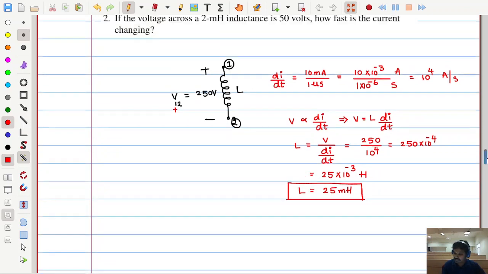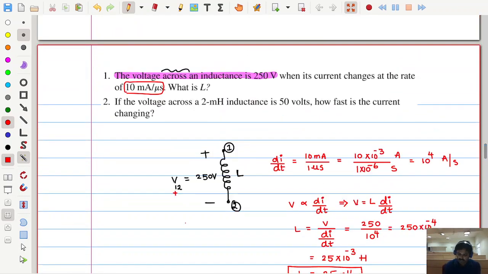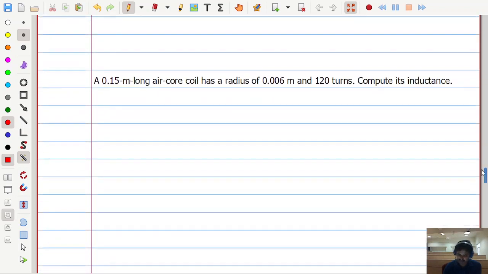Right. So let us see the next thing. Voltage across 2 millihenry inductance is 50 volts. How fast is the current changing? I hope you can do this. So what we need to do? We need to determine di by dt, that means how fast the current is changing. So remaining things are given. Clear? So let me proceed with the other problem.